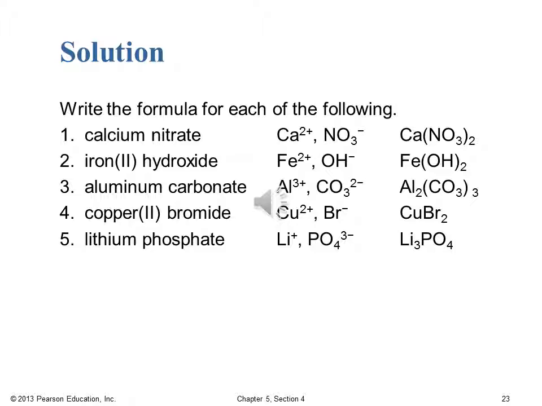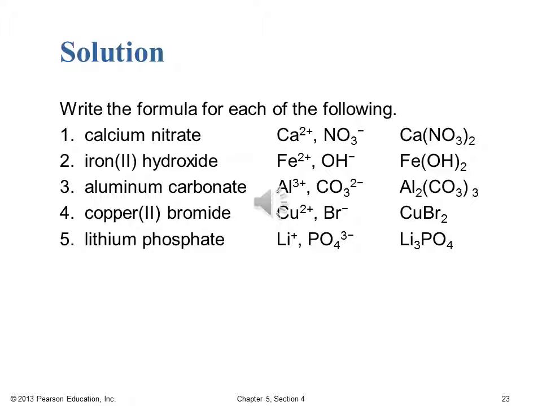The aluminum 3+, carbonate 2-, we're going to have to swap those charges as subscripts, and we get Al2 parentheses CO3 subscript 3 afterwards to indicate a quantity of 3 carbonate ions. Copper 2 bromide, nice and easy, no parentheses here. Copper Br sub 2. There was no polyatomic present, but there was the variable charge possible on the copper, so we had to have Roman numerals in the name, but the formula looks very normal.